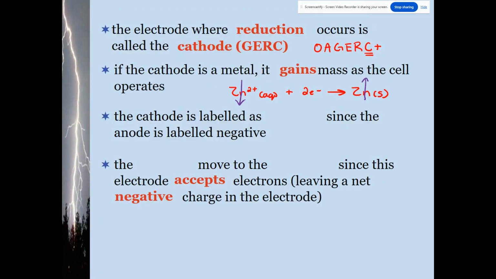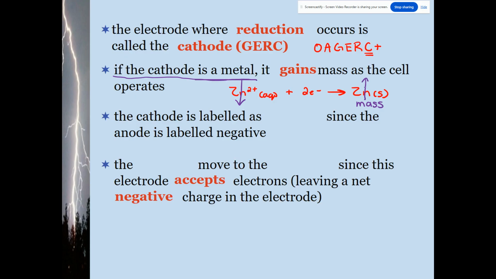This time, my reactant is zinc ions. And my zinc ions, therefore, their concentration is going to go down. Now, zinc ions don't have a color, but if they had a color, the color would be getting lighter because there's less and less ions. But my zinc metal is being produced. So the mass of the zinc electrode is going to increase if that electrode, again, is a metal. Notice how it says if the cathode is a metal.